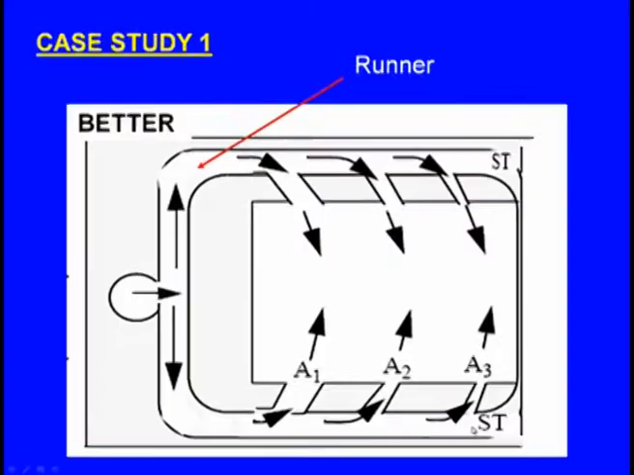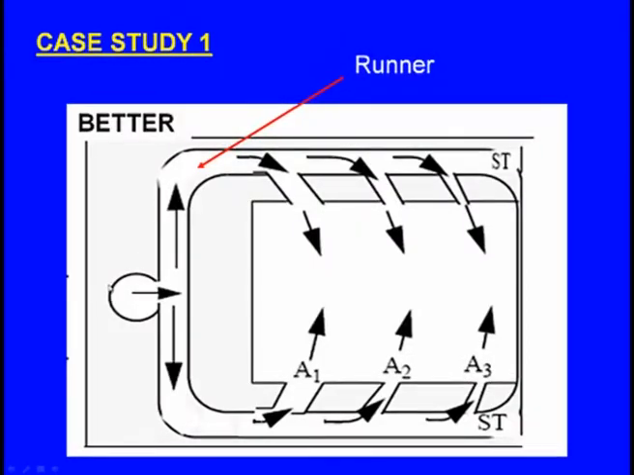Again, the runner is on this side also, like this. Here you can see this side, there are 3 ingates: here is the first ingate, the second ingate and the fourth ingate, and this side also has the first ingate, the second ingate and the third ingate. So, the runner is surrounding the mould cavity. This is the better runner compared to the previous one. This is a case study, and this is better.